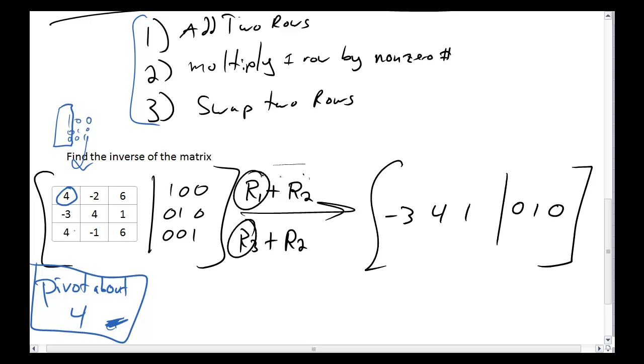Now row 1 is going to change, and it's going to change because I'm going to add them together. So 4 plus a negative 3 is going to give me 1. Negative 2 plus 4 gives me 2. 6 plus 1 gives me 7. 1 plus 0 gives me 1. 0 plus 1 gives me 1. 0 and 0 gives me 0.